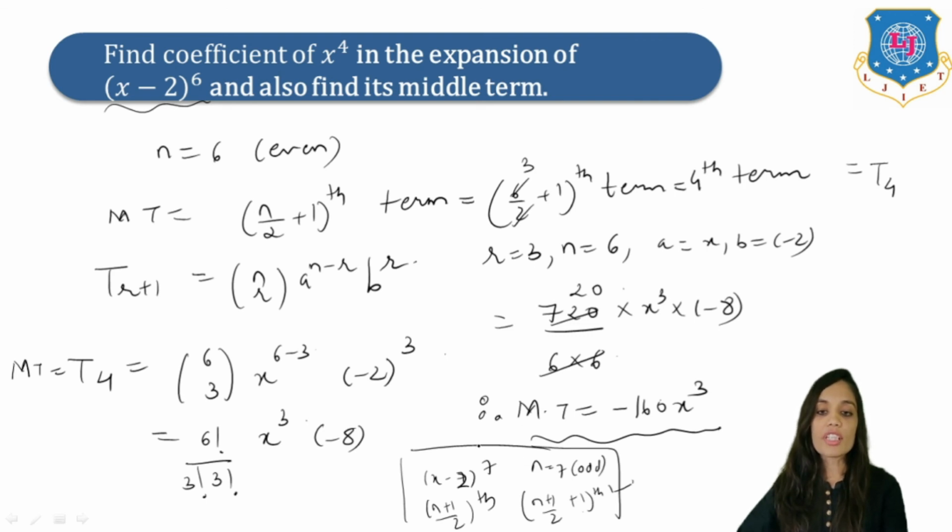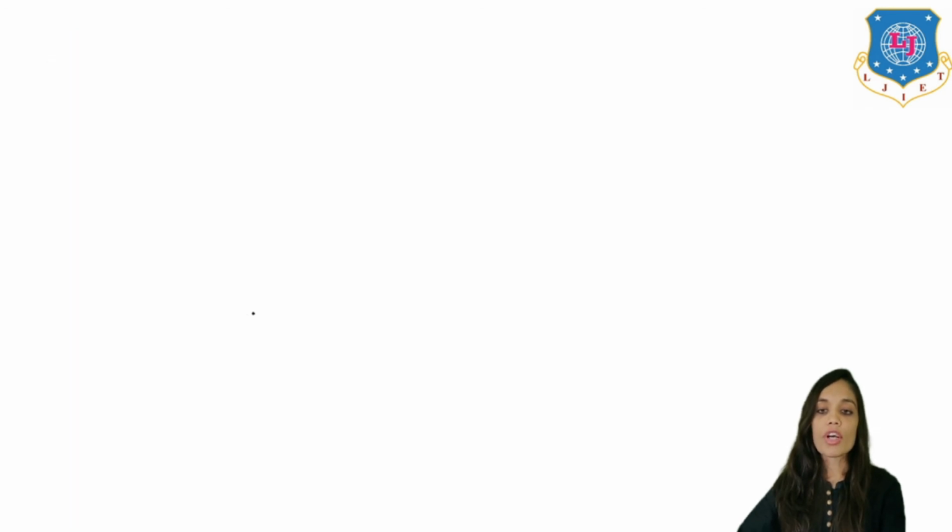Okay. So is it clear for both, when n is an even and an odd number? So I hope you have understood throughout the session.